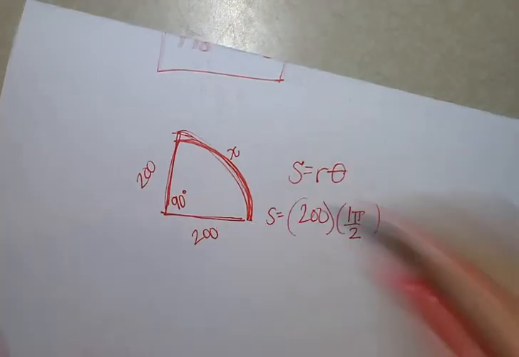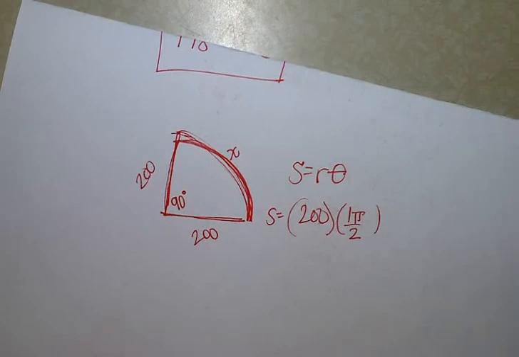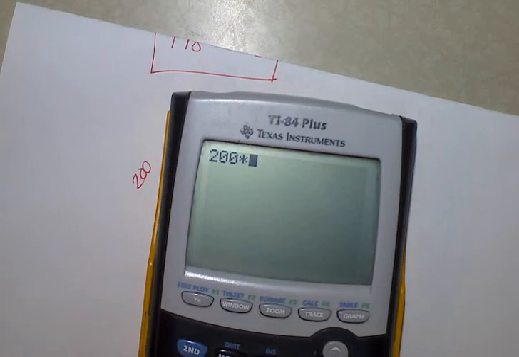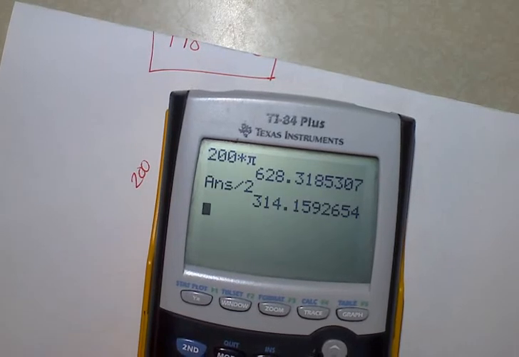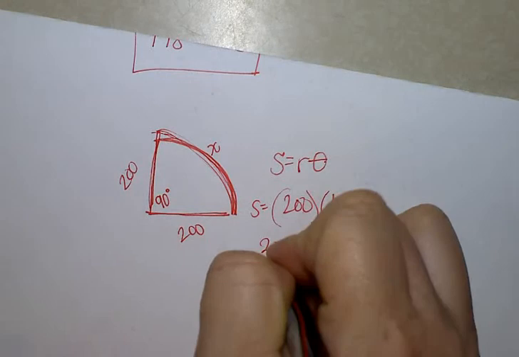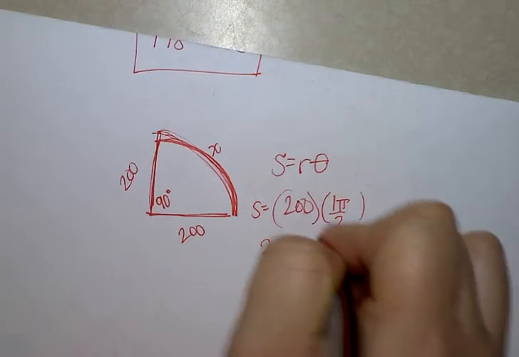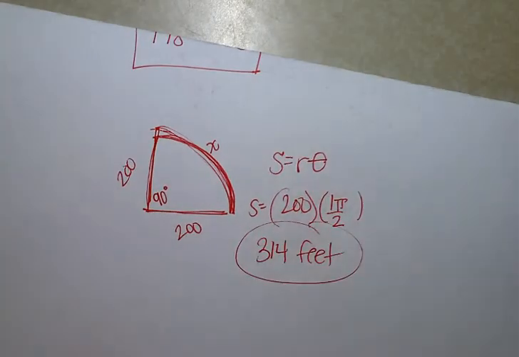Okay, so let's do this. Let's take 200 times 1 pi, enter, and divide it by 2. 200 times 1 pi, and then divide it by 2. And let's round it to the nearest foot, so approximately 314 feet. That is the length of the fence, 314 feet in the outfield.